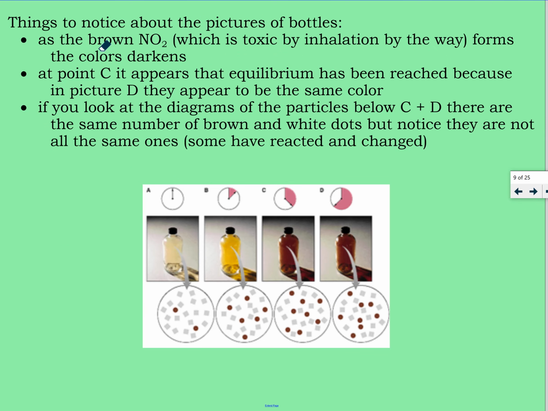As we talked about, as the brown NO2 forms, the color gets darker. At point C, it appears the equilibrium has been reached, because if we look at picture D also, those pretty much look the same. And then if we look at the microscopic level, it's much more obvious that we're at equilibrium. I noticed those particles are in different places, kind of showing you that it's not the same thing going on, but it's a gas, so it's moving around. So maybe that's what it's just showing you.